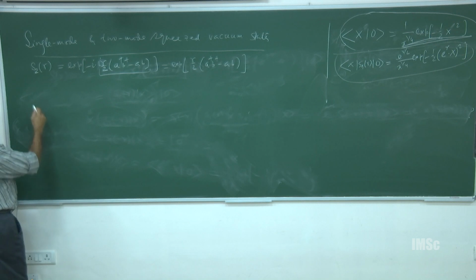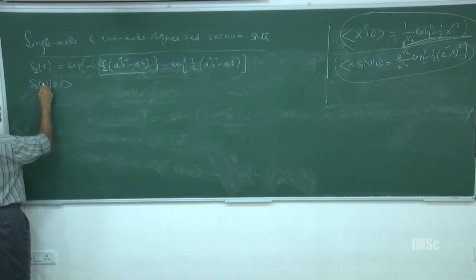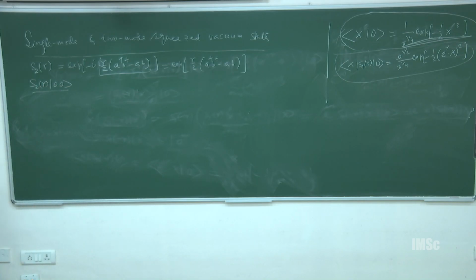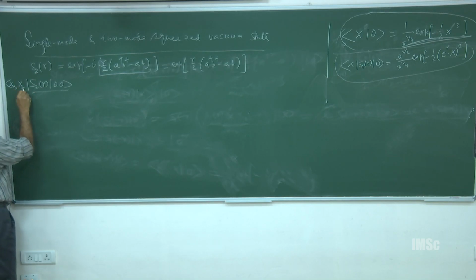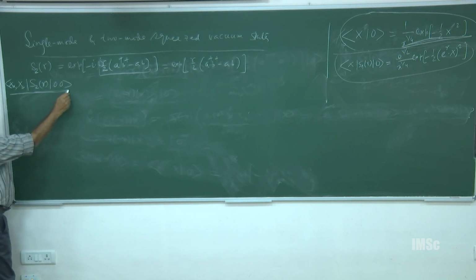So what I want is S2 of R acting on 0, 0, because we are dealing with the two mode case. So I will write here XA and XB, the position quadratures for the first mode and the second mode. So you want this quantity. Is it clear?